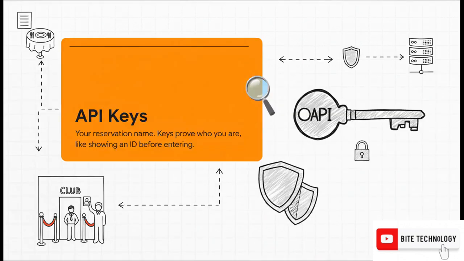So, how do you enforce those rules? Well, with something called API keys. The best way to think about this is like your reservation name at a fancy restaurant. Or maybe even better, it's like showing your ID to the bouncer before you get into a club. It's a unique code that proves your app is who it says it is and that it actually has permission to ask for stuff. It's a really basic but super important security measure.